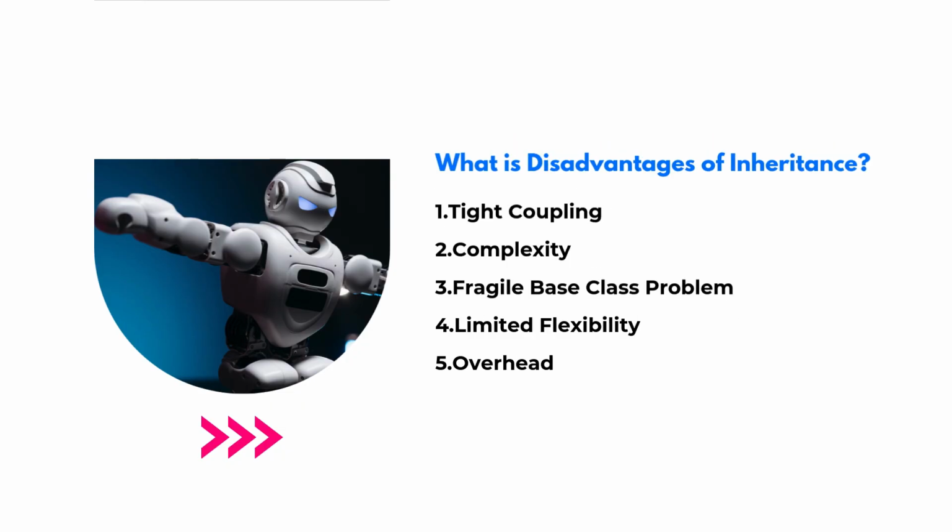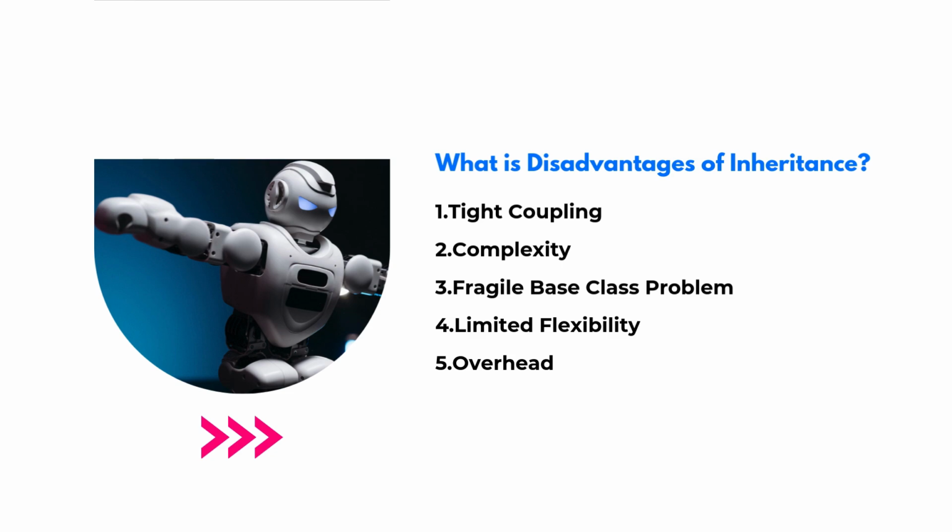What are the disadvantages of inheritance? Inheritance can create tight coupling between base and derived classes, making it harder to modify or extend the system without affecting other parts. Deep inheritance hierarchies can lead to complexity and make it difficult to track where functionality is defined, complicating debugging. Changes in the base class can inadvertently break derived classes if they rely on specific behaviors or implementations.